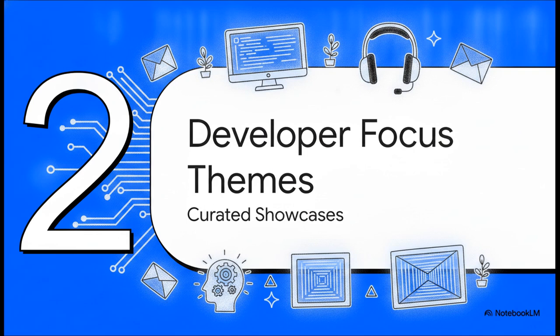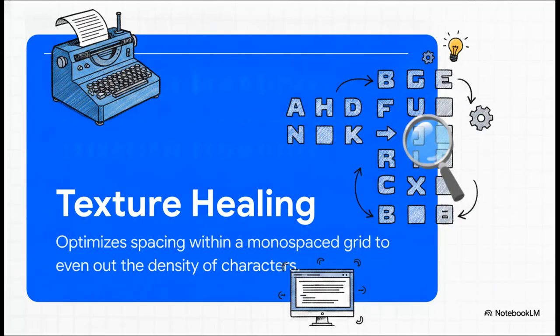Let's move to Section 2 and see how this builds into themes for developer focus, looking at some curated showcases. Take this concept called texture healing, for example. This is a feature of a highly popular theme and font family called Monospace. It draws from those traditional monospace typefaces of the old teletype machine era, giving you 5 different fonts and 3 variable axes. But the true innovation here is texture healing.